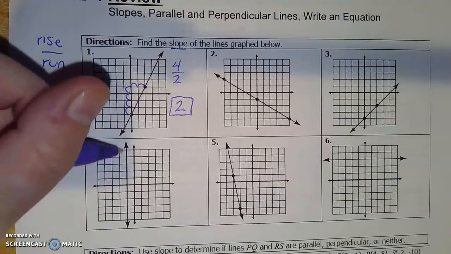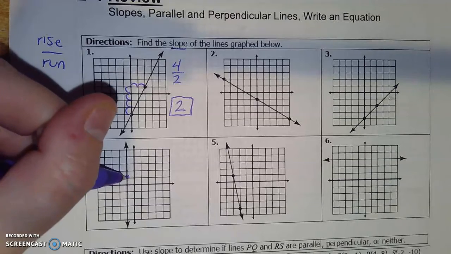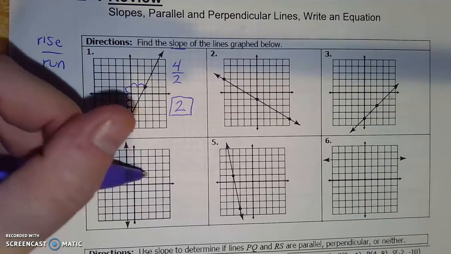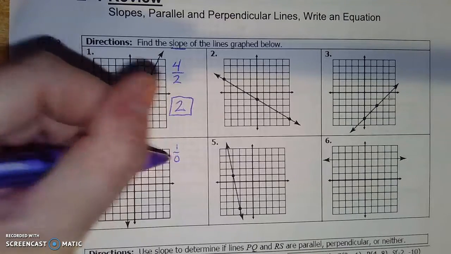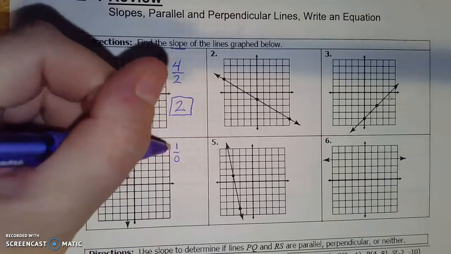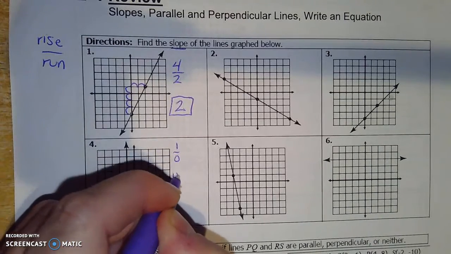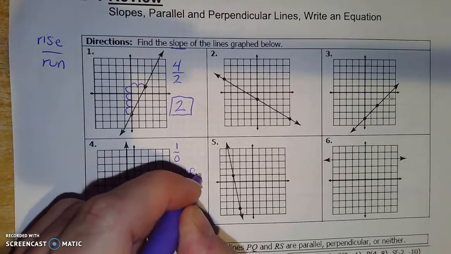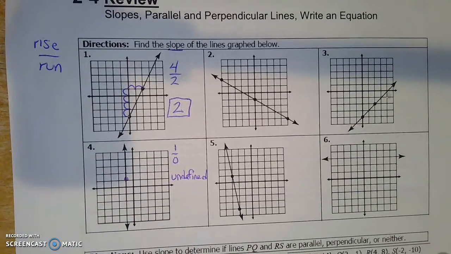Here's your line right here, and if you were to go up 1 over 0, whenever you have a 0 in the denominator, or on the bottom, this is undefined. There won't be one like that on your quiz, so that's why I figure I'll just give you the answers.